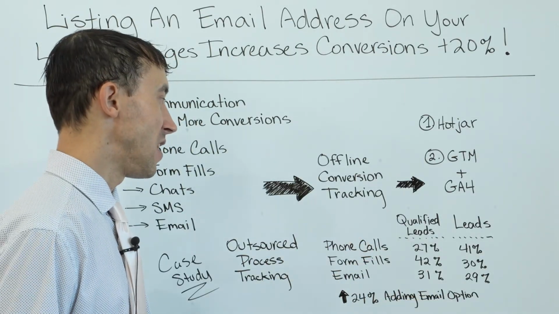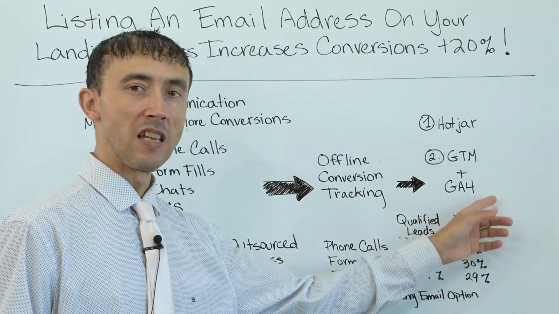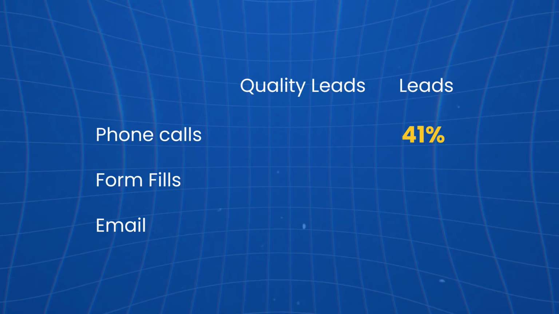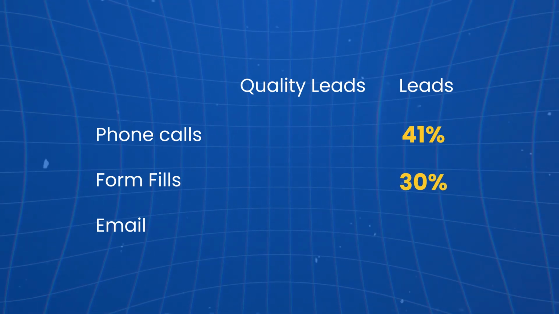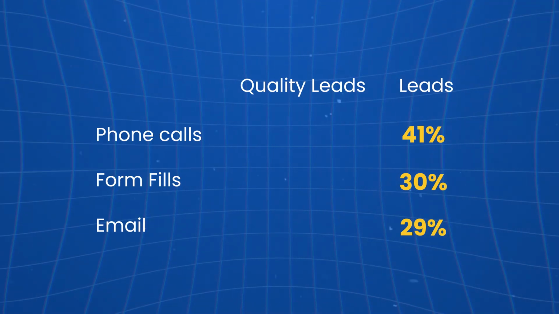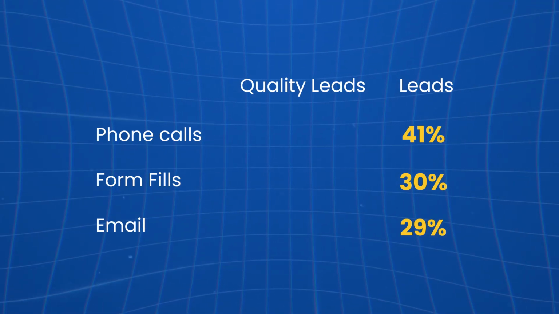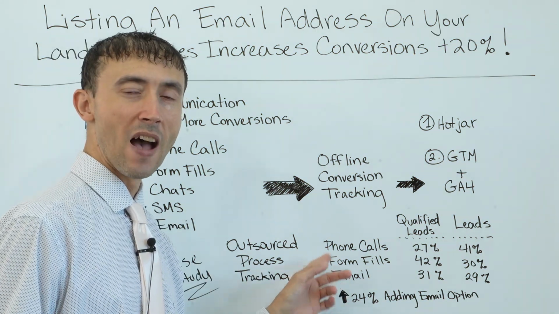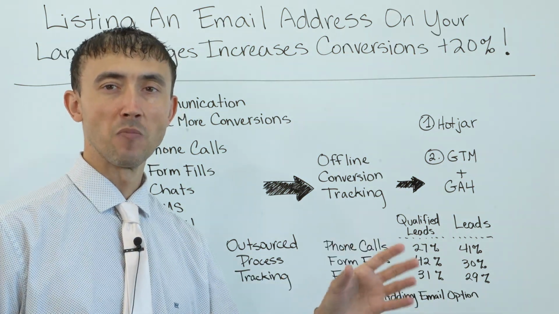Later on, we added email. When we're talking about pure leads, if you want to know the spread on this, 41% of our total leads came from phone calls, 30% came from form fills, and 29% of those overall conversions or leads came from emails that we got for the client. So emails, as you can see here, can provide a large chunk of your leads by offering it.